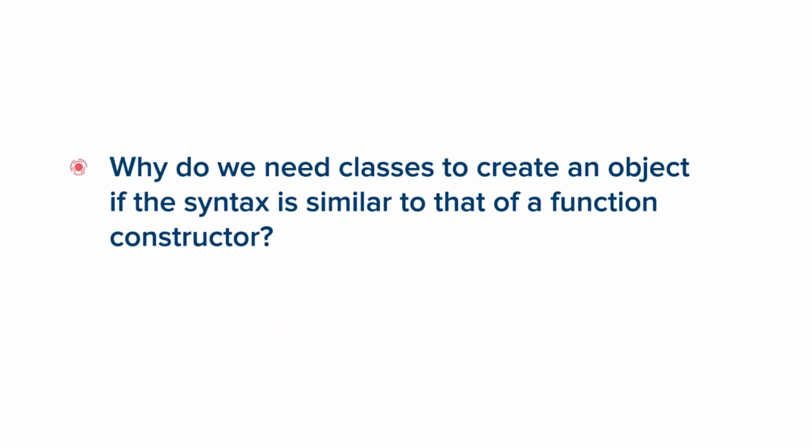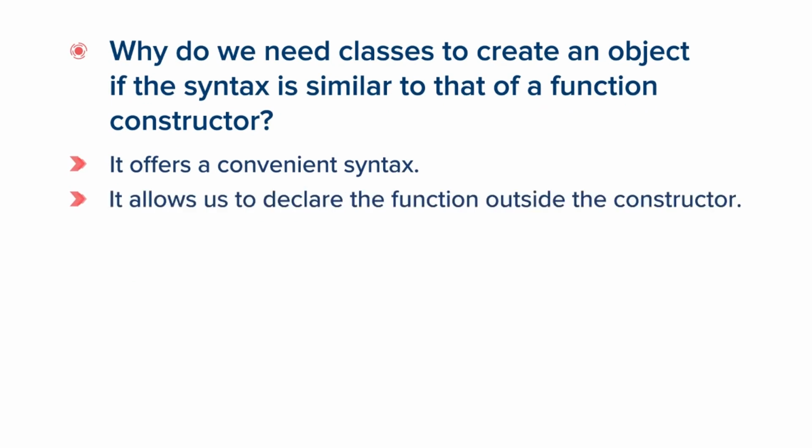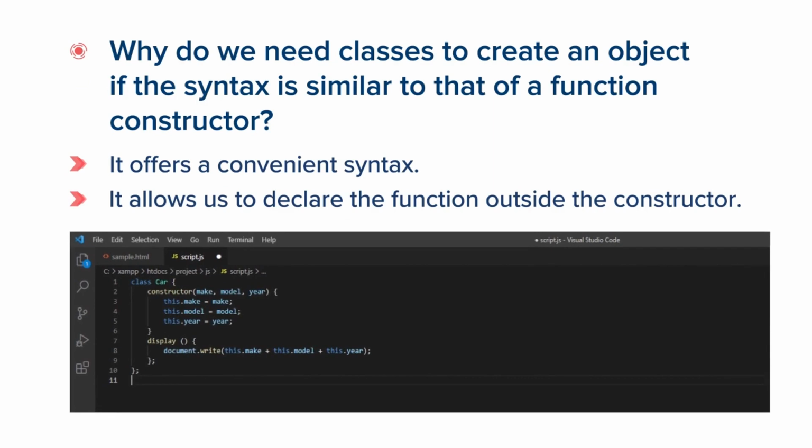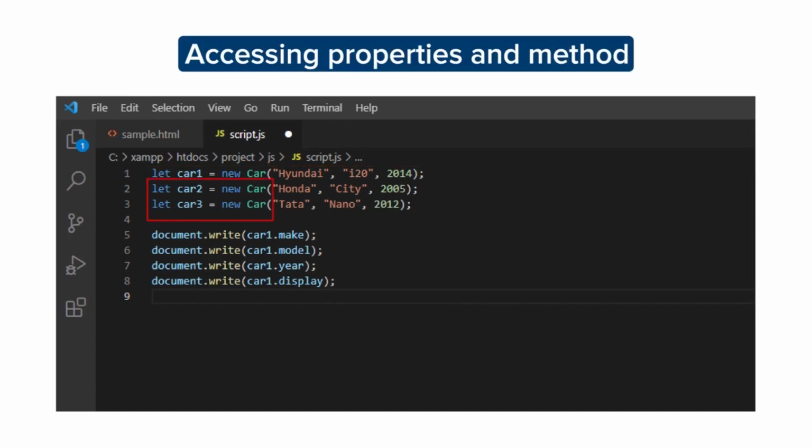So, one of the most important reasons for creating an object using classes is that it provides a convenient syntax to people who are coming from other programming language backgrounds like C and C++. The other reason is, using the class notation, we can bring the function declaration outside the constructor. One important thing to notice is that we are no longer using the function keyword along with the display method. Now, rest of the things remain the same, like the way the objects are created and the way properties and methods are accessed.